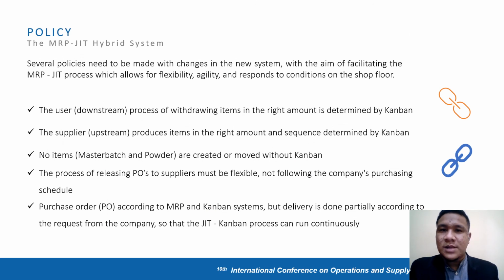Okay, the next slide is the policy. Determination of policy is needed so that the pigment inventory replenishment system can run well. The process flow is designed in such a way as to make it easier for operators and the suppliers involved in this process to understand and follow directions according to the procedure. Several policies need to be made with the change to the new system, with the aim of facilitating the MRP-JIT process, which allows for flexibility, agility, and response to conditions on the shop floor. You can see in the slide there are 5 policies.